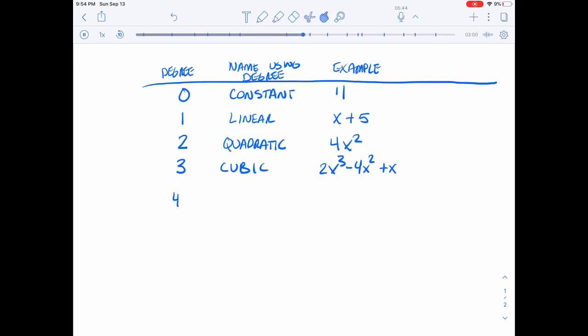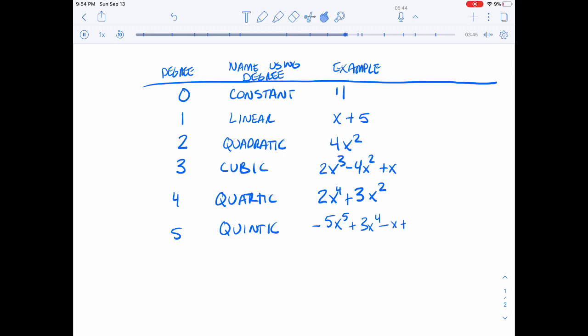A degree of 4 would be referred to as a quartic. So that would be an example of, let's say, 2x to the 4th plus 3x squared. A degree of 5 would be called a quintic. And let's use the example negative 5x to the 5th power, let's say plus 3x to the 4th minus x plus 6.